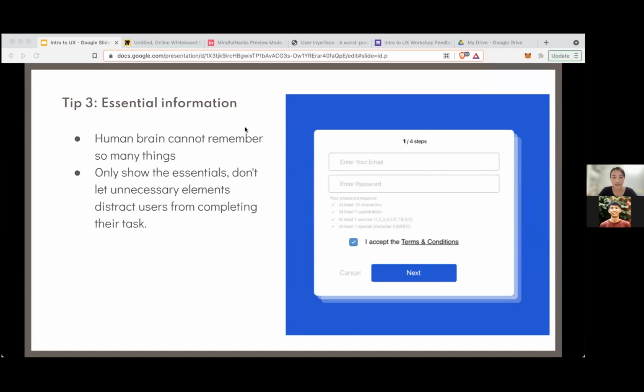So the tip here is essential information. We only show what the user needs to see, because the human brain cannot remember so many things. So we don't need countdown, we don't need extra fields in the email. We just need the essential information for a user to complete the task.